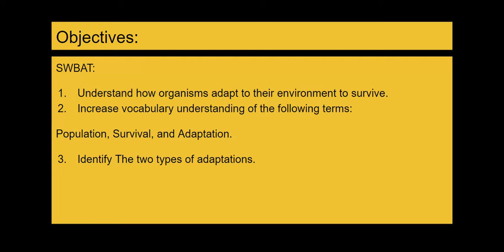Okay, so the objectives for this week. Students will be able to understand how organisms adapt to their environment to survive, increase vocabulary understanding of the following terms: population, survival, and adaptation, and identify the 2 types of adaptation. That's 2 types. Not 1, but 2. Y'all know that's my favorite number. 2 types.